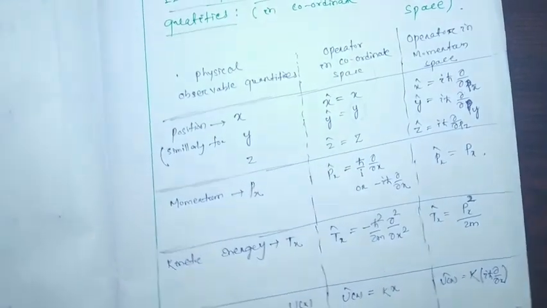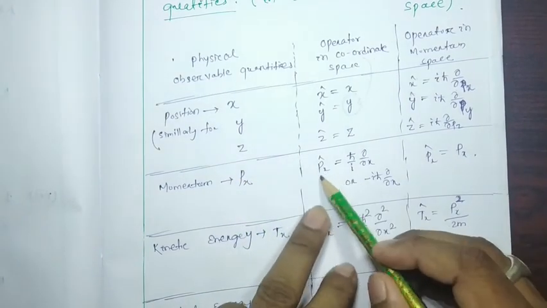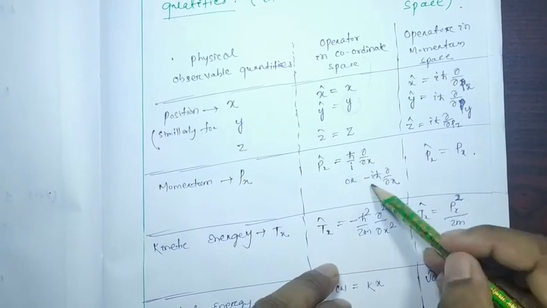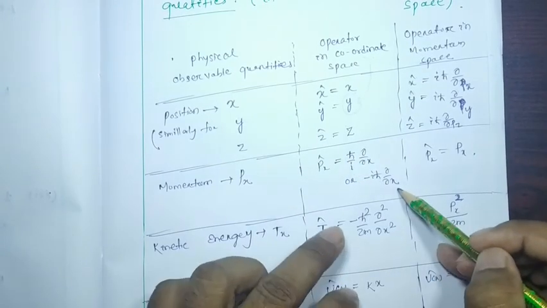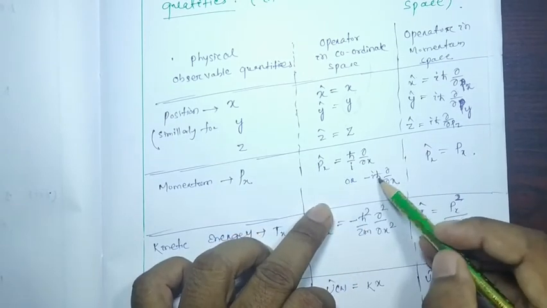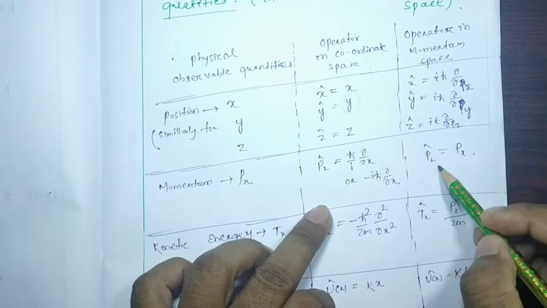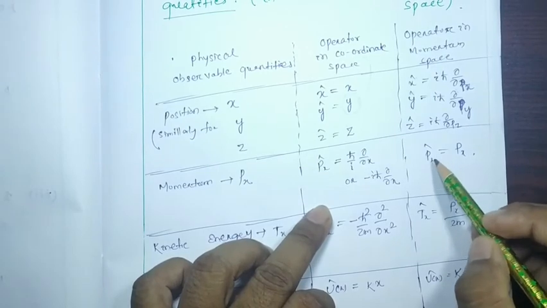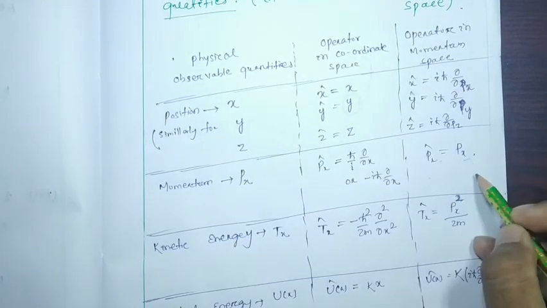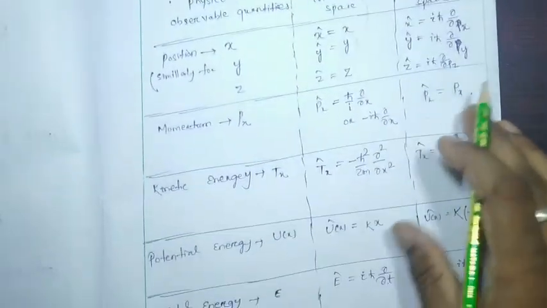Now for momentum along the x axis, px cap is h cross by i del by del x, or if we take i to the numerator, it will be minus i h cross del by del x. For py, minus i h cross del by del y, and pz cap, minus i h cross del by del z. In momentum space, px cap is px, py cap is py, pz cap is pz.